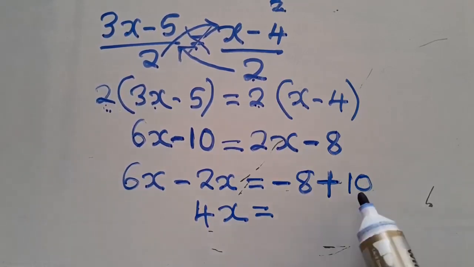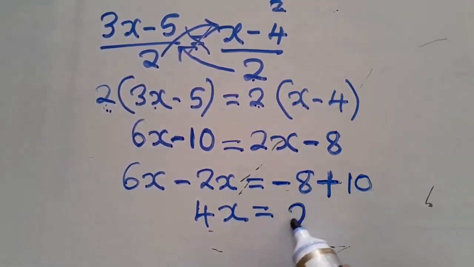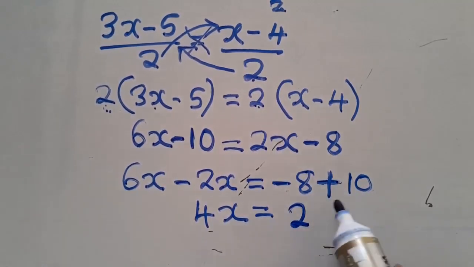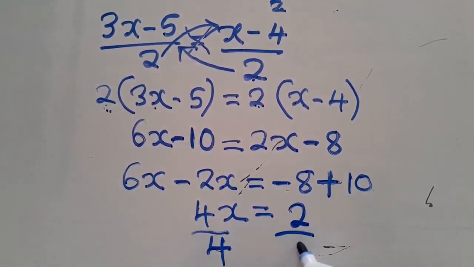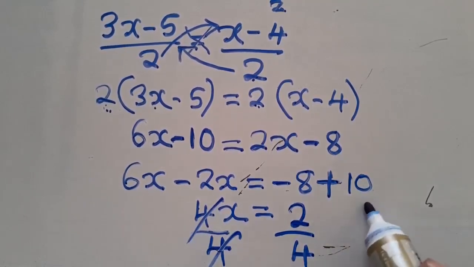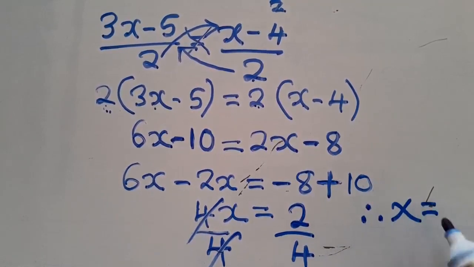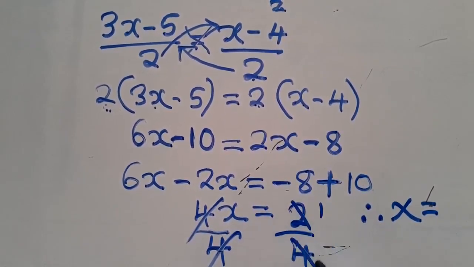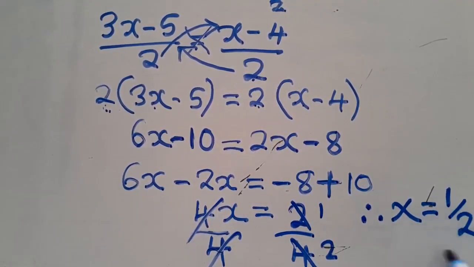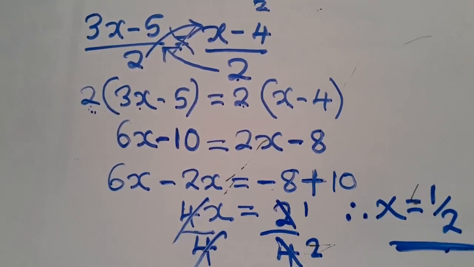So different signs, subtract, then maintain the sign of a bigger number. We subtract. What is 10 minus 8? It is 2. Which one is having a bigger number? This is 10. Positive. So the answer is positive. You divide both sides by 4. 4 cancelled. You say, finally, therefore, x is equal to, which number can go into 2 and 4? It's 2. 2 there, it is 1. 2 into 4, it's 2. 1 over 2. So x is equal to 1 over 2. This is how you needed to answer.